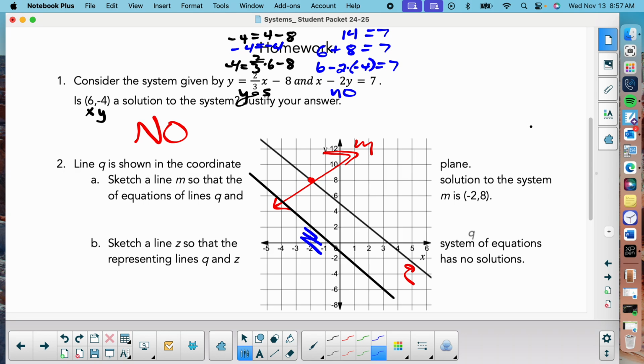You can draw it anywhere you want as long as it's parallel to that first black line. Because if it's parallel, they'll never touch and they'll never share answers. (-2, 8) is a point. So if it's gonna be rise over run, they'll make sure that it says equals M, or it'll be in an equation, but it will definitely be written as a fraction.